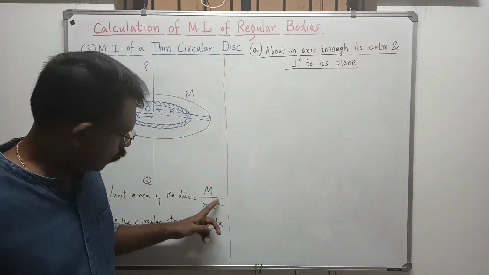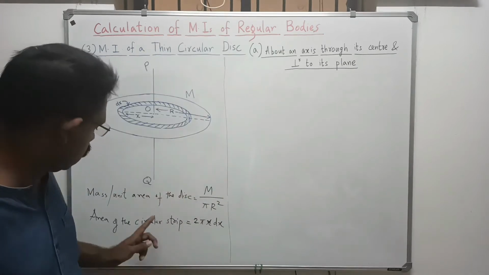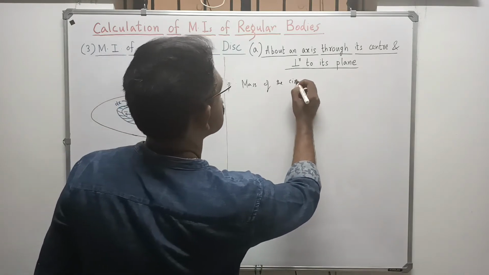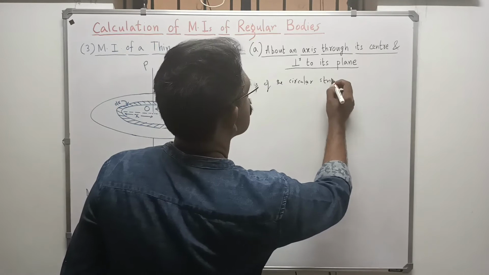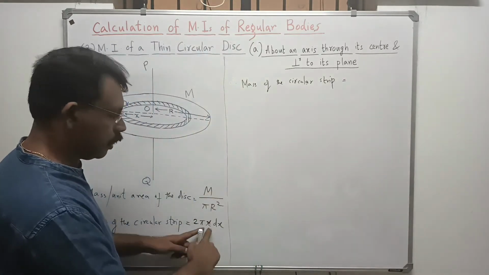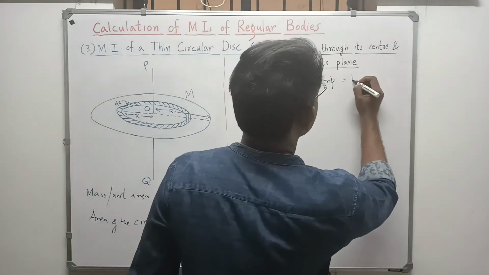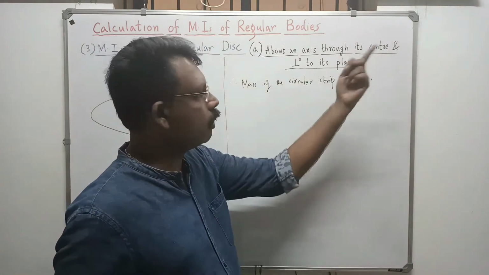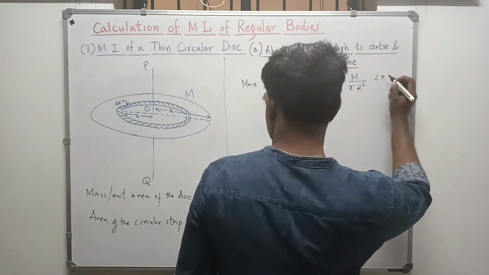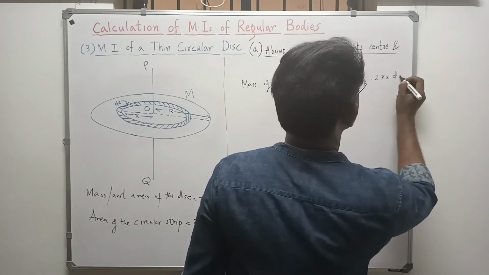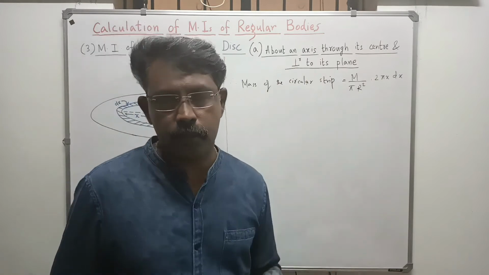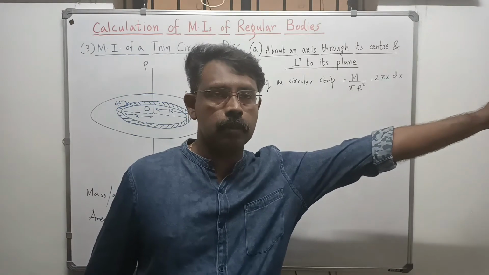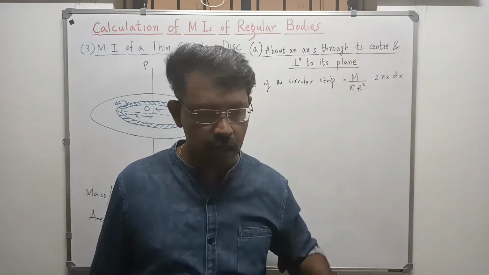Now I have got mass per unit area, then mass of the strip. So therefore, mass of this circular strip is equal to mass per unit area into area, just multiply this by this. I can write M by pi R squared, that is the mass per unit area, into whatever be the area of the strip, that is 2 pi x dx. So this is the mass of the circular strip. After getting the mass of the circular strip, you go for the moment of inertia of this circular strip, or ring, about this axis. So what is that?